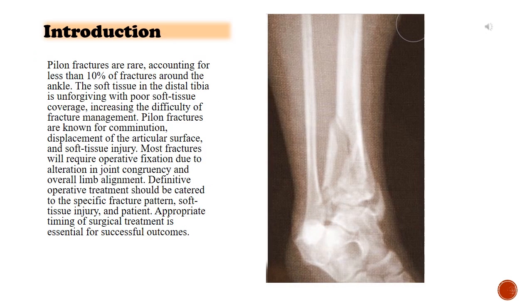Sands. Pilon fractures are rare, accounting for less than 10% of fractures around the ankle. The soft tissue in the distal tibia is unforgiving with poor soft tissue coverage, increasing the difficulty of fracture management. Pilon fractures are known for comminution, displacement of the articular surface, and soft tissue injury. Most fractures will require operative fixation due to alteration in joint congruency and overall limb alignment. Definitive operative treatment should be catered to the specific fracture pattern, soft tissue injury, and patient. Appropriate timing of surgical treatment is essential for successful outcomes.